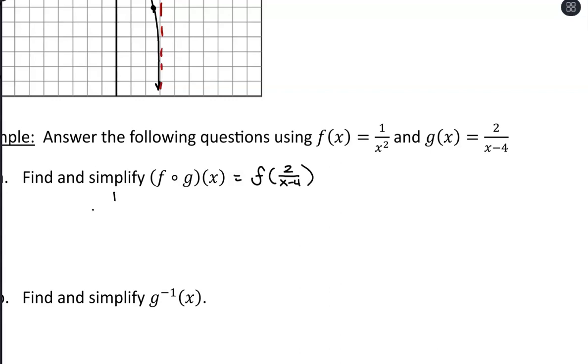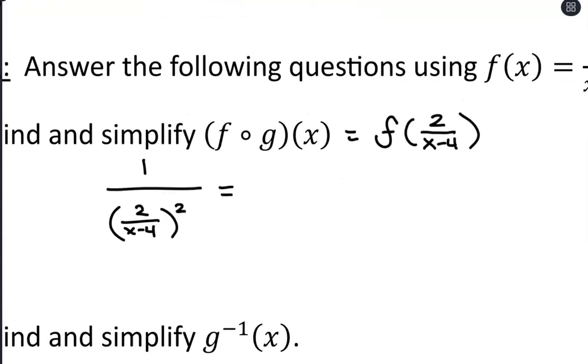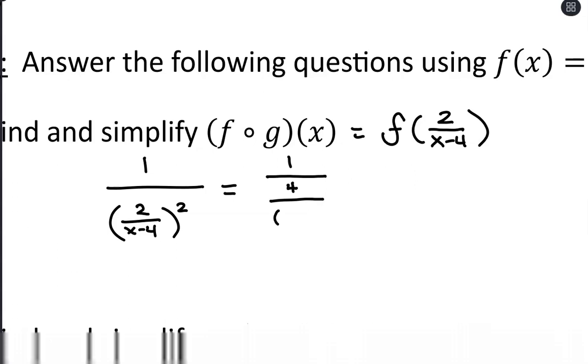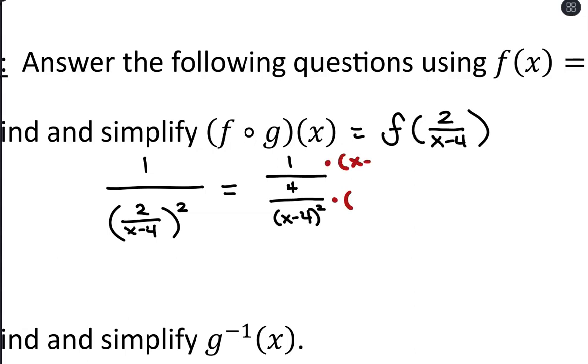So f tells me to take 1 over my input squared, and my input's going to be 2 over x minus 4. And we want to simplify this down because this is complex right now. So it's going to be 1 over 2 squared, which is 4, divided by, I'll leave this factored out, x minus 4 squared. We can simplify that out. To get rid of the denominator within a denominator, I'm going to multiply the numerator and denominator by that x minus 4 squared.